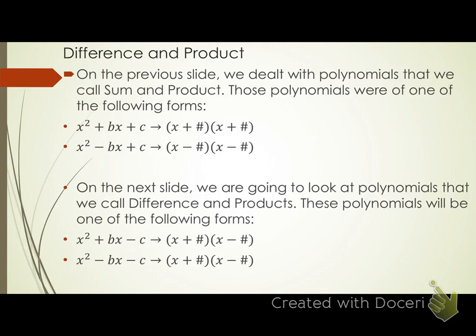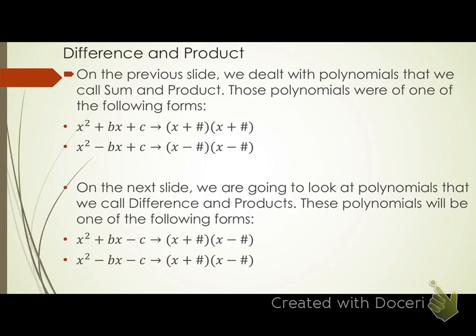Next slide, we're going to look at polynomials that we call difference in products. These polynomials will be one of the following forms. In the polynomial, it'll be a plus and a minus, or a minus and a minus. If we have a minus sign in front of our c value, that just tells us that our signs are going to be different in the parentheses.